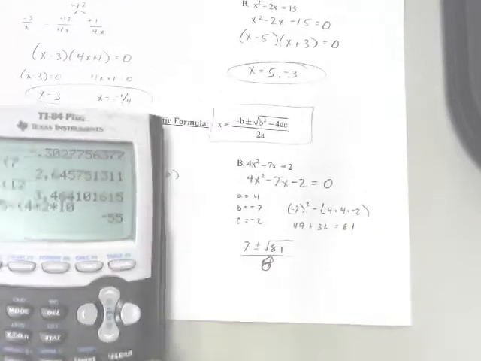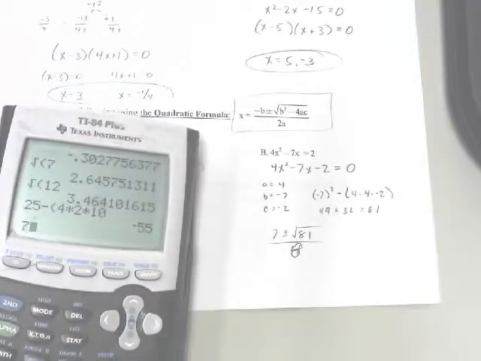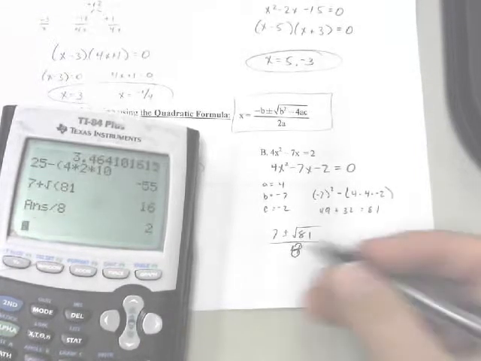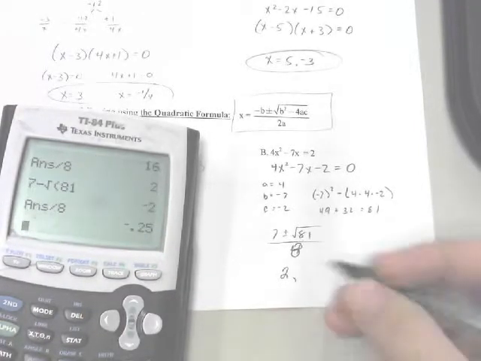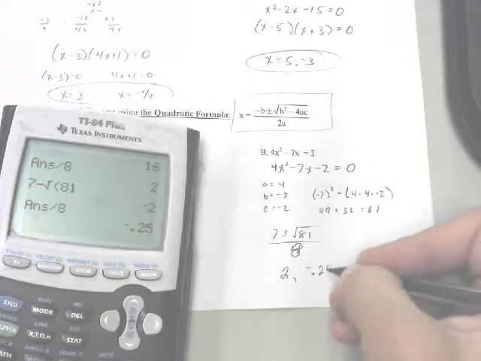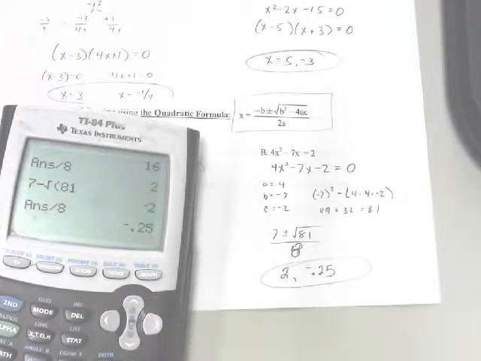So then using my calculator, I'm just going to type 7 plus the square root of 81 divided by 8. So there's 2. 7 minus the square root of 81 divided by 8. So there's my second answer, -0.25. Okay? And there's the first page of your packet.